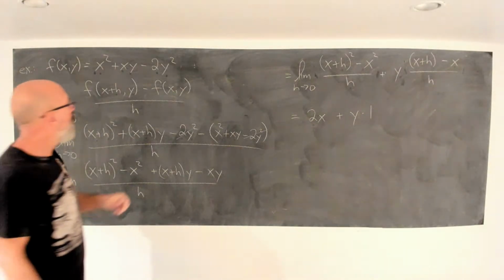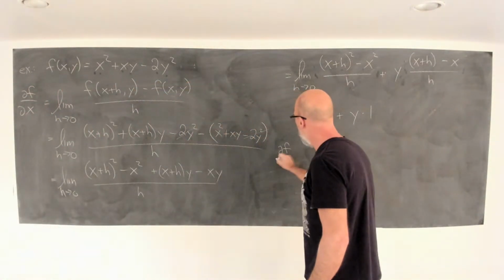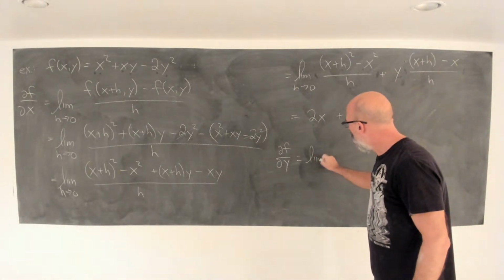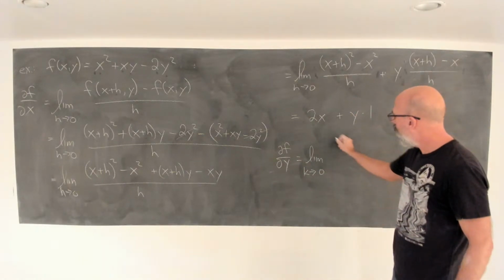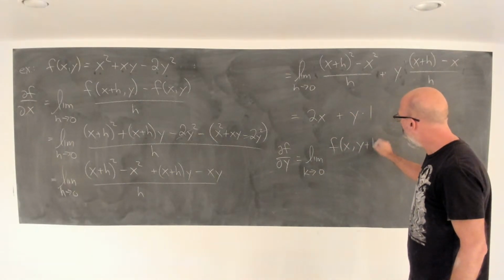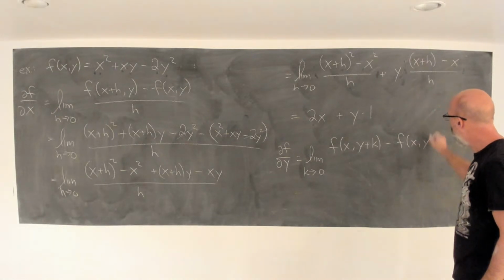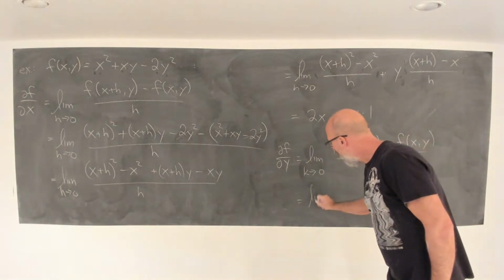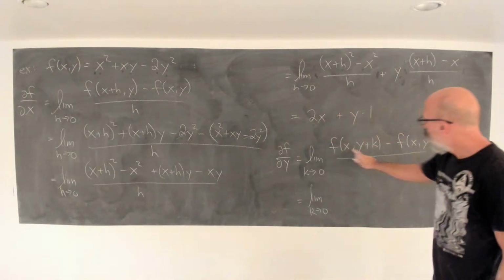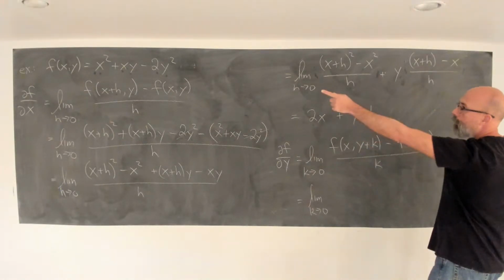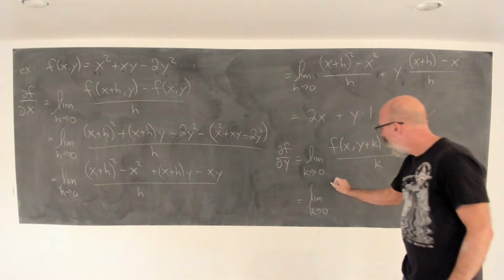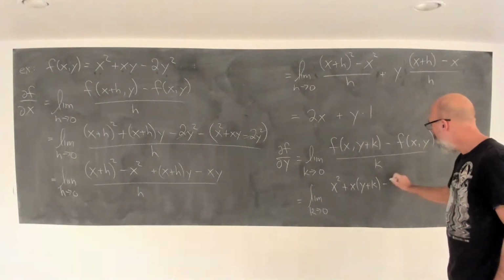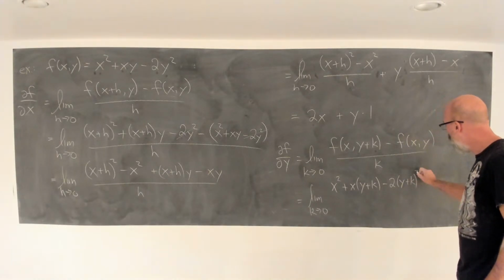Let's repeat with the derivative with respect to y. I think you have a feeling of what's going to happen. This is f of x, y plus k, minus f of x, y, over k. That's just the limit definition of the partial derivative. So here, everywhere you see a y, you replace it with y plus k, and the x's remain. So that is x squared plus x times y plus k, minus 2 times y plus k, all squared.